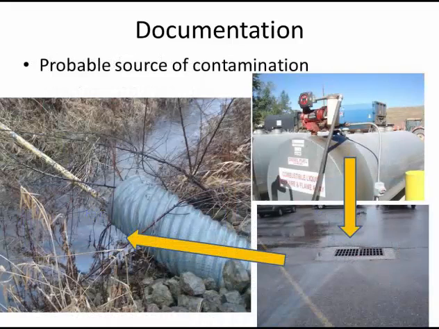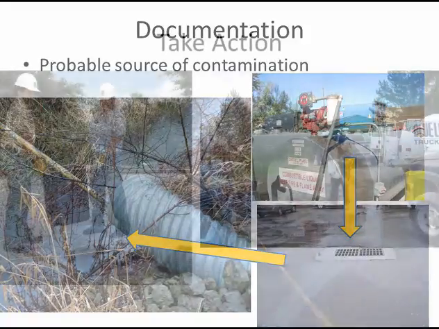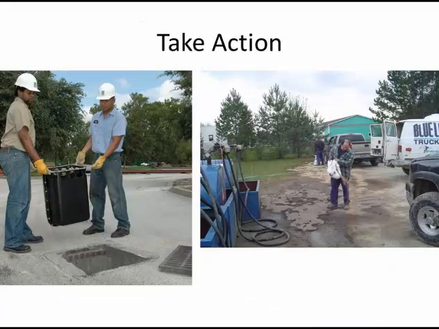If there are unusual characteristics of the discharge, determine the probable source of the contamination. For example, in these photos, the petroleum sheen at the outfall was due to fuel spillage at the fueling area. If the discharge has any of the unnatural characteristics we have described, take corrective actions as soon as possible.